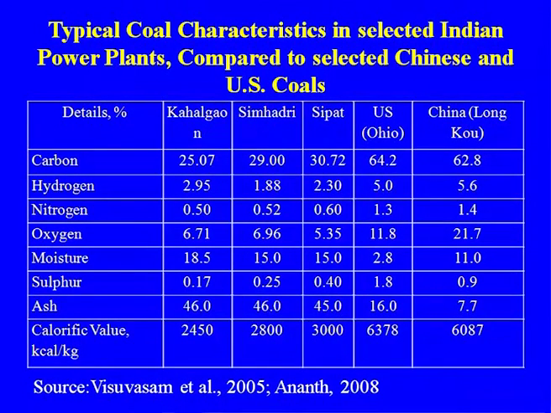This is the typical coal characteristics in selected Indian power plants compared to selected Chinese and US coal. Composition of the carbon, hydrogen, nitrogen. You see the carbon content, that may be around 25 to 62 in China. So this is one of the advantages in the case of China, because the carbon content is very high.